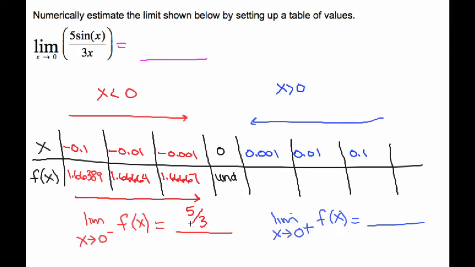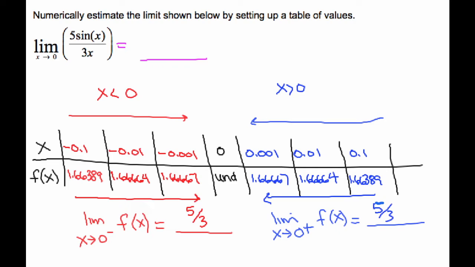Now let's explore the right-hand limit. When x is 0.1, my output is 1.66389. So I'll write that into the table. When x is 0.01, my output is 1.66664. And when x is 0.001, my output is 1.66667. And again, we're trying to determine what number we're approaching as x approaches 0 from the right. It sure looks like those outputs are approaching 1.6 repeating, which is 5/3.